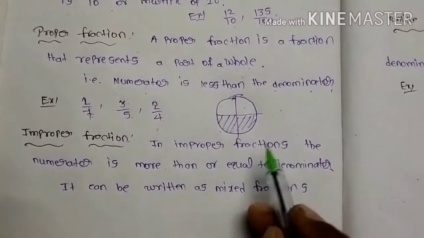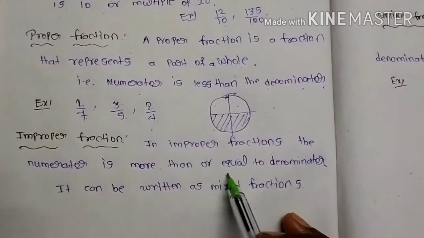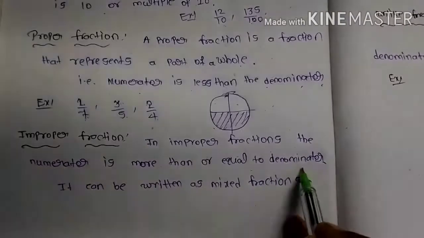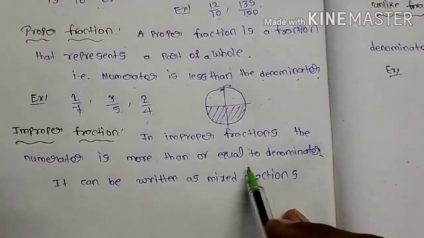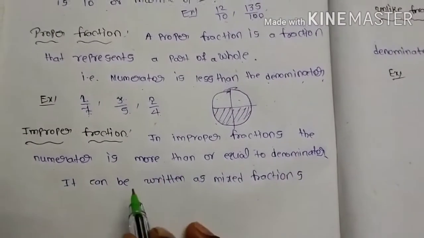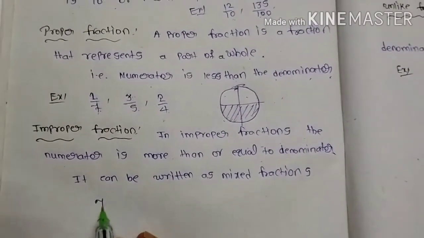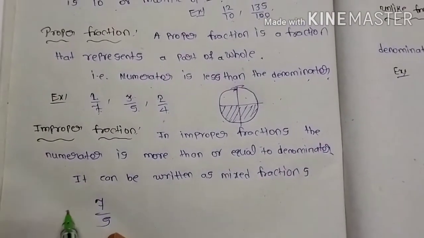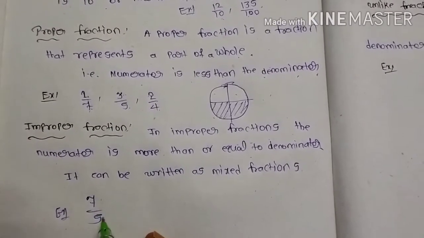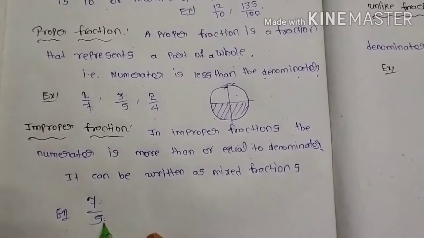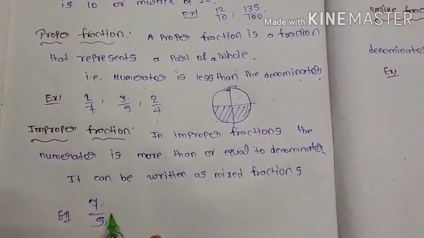Next one, improper fractions. In improper fractions the numerator is more than or equal to the denominator. It can be written as a mixed fraction. For example, I am taking 7 by 5. See here, example 7 by 5. Here 7 is greater than 5 or not? You know that. Yes. So this is called an improper fraction.